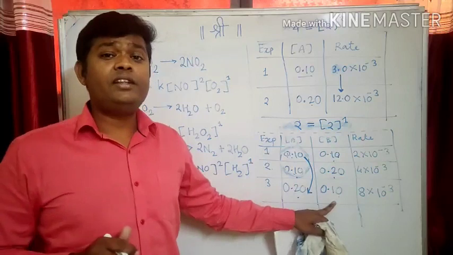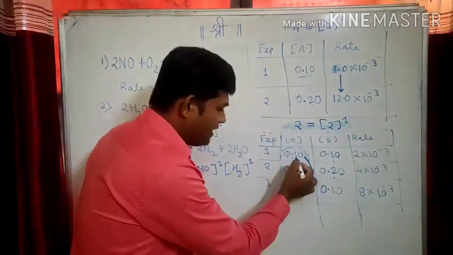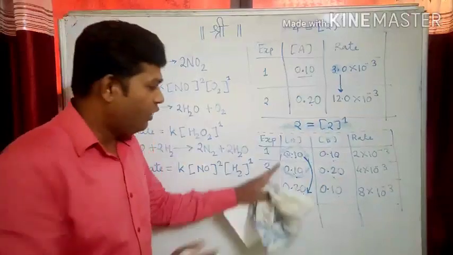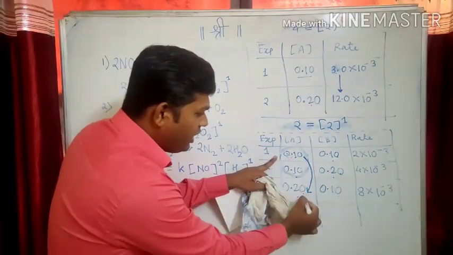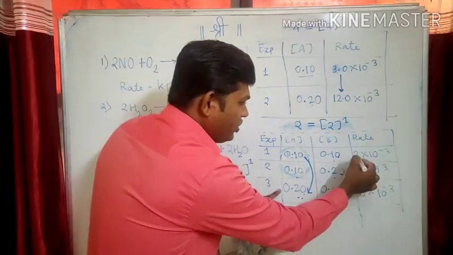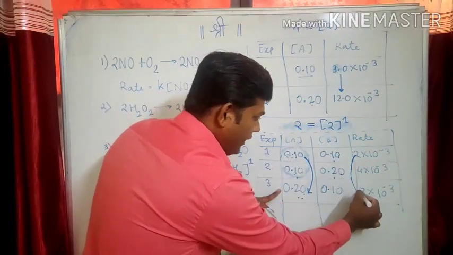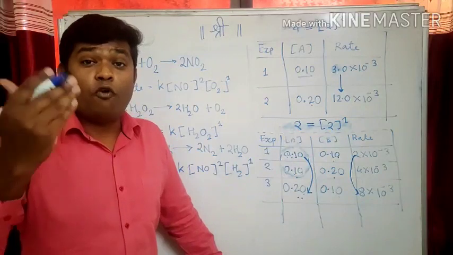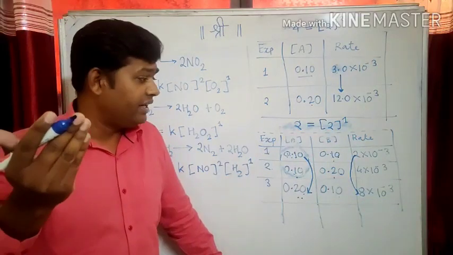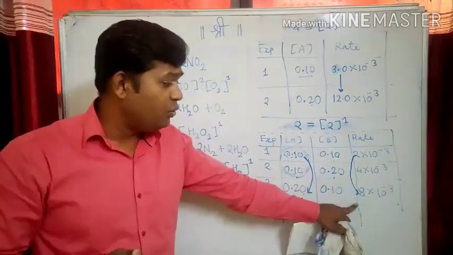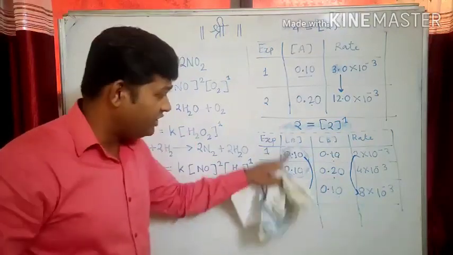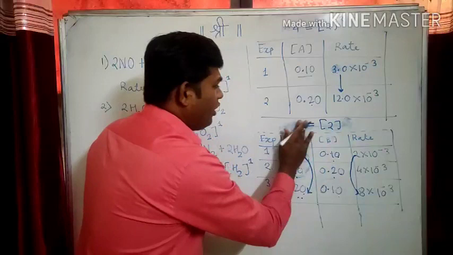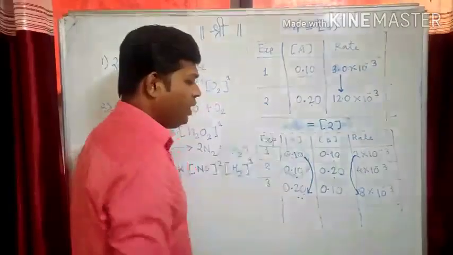So which one is affecting the rate of reaction? A. So 0.10 to 0.20, the concentration increases 2 times. You have to see, going from 0.10 to 0.20, what is the change in the rate? 2 to 8. So the rate increases how many times? The rate increases 4 times. What is the change in the concentration? 2 times. So let us find the order with respect to A.